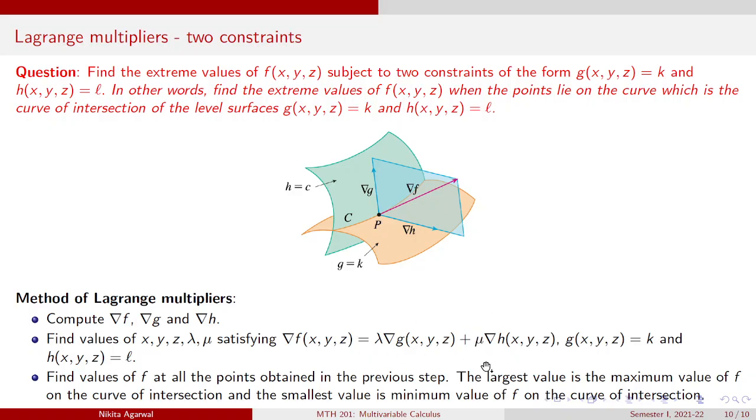I'll explain this more in the live session, but I have deliberately skipped the proof because I want you to think about what's going on. It's a very straightforward extension of what we have done for the other two cases, when we had two variables with one constraint, and three variables with one constraint. So let us stop here.